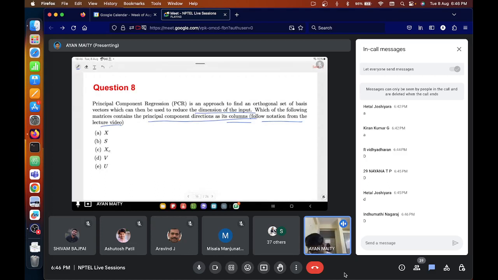Indumati is saying option D. Okay, so all the answers are option D so far. So the correct answer is option D, which is the matrix V.